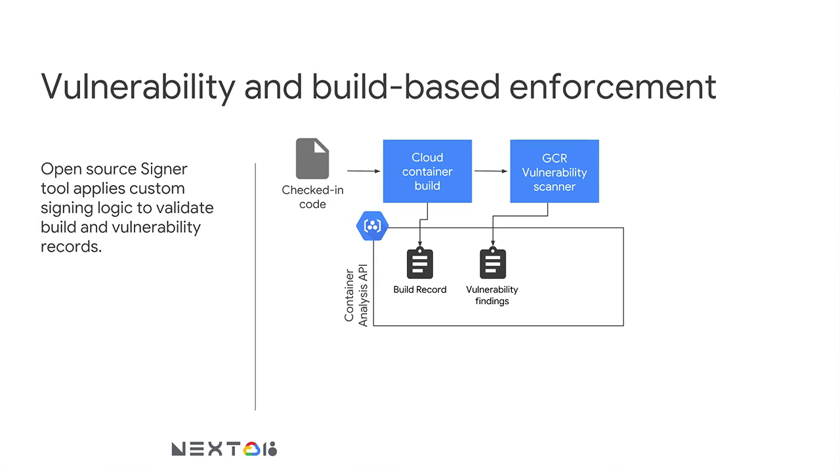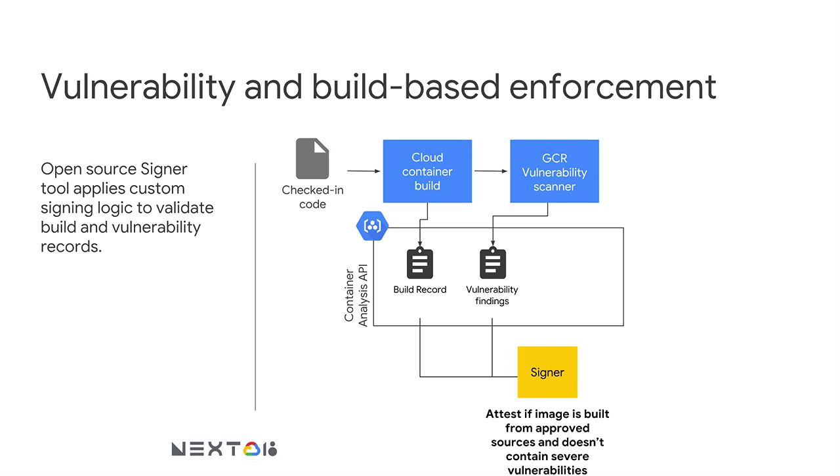Now, one of the most common use cases that we hear from customers is, I want to be able to gate deployment based on build and vulnerability information. The tricky thing with that is, every organization has a different definition of what is acceptable in a build and in vulnerability findings. That is why we give you a tool, an open source signer, that you can use to define what your organization's requirements are for build and to sign a build and vulnerability record.